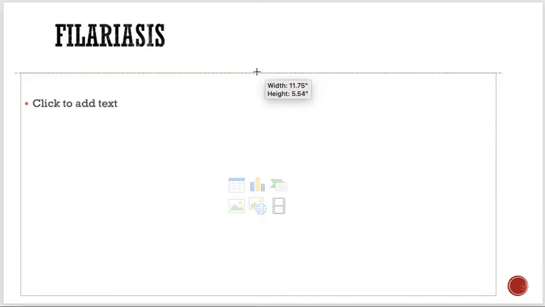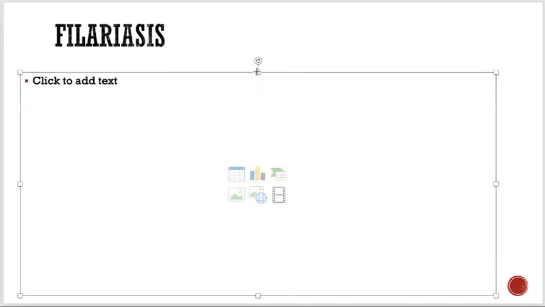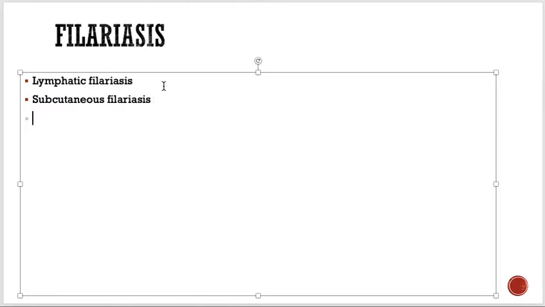So subcutaneous, as the name shows, okay. So now, also there is serous cavity filariasis. So simply, filariasis can be number one, lymphatic filariasis, it could be subcutaneous filariasis, it could be serous cavity filariasis, okay. Now, see, there are three types.